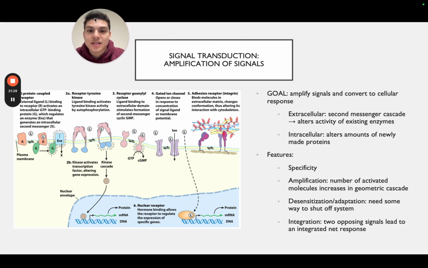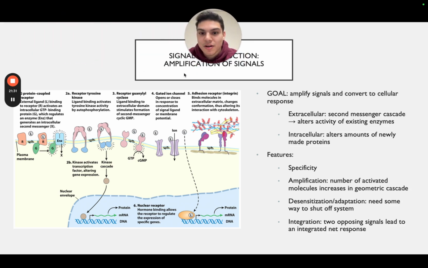And then moving on to signal transduction, amplification of signals, there are 5 different types. There's G protein coupled receptors, there are receptor tyrosine kinases, and then there's a derivative of it called receptor guanylyl cyclases, which is not too common. Then there's gated ion channels, and then finally adhesion receptors like integrins. These ones are more so for cardiac muscles. They're attached to troponin. They change contractility of the heart muscle cells. So that's a very niche one.